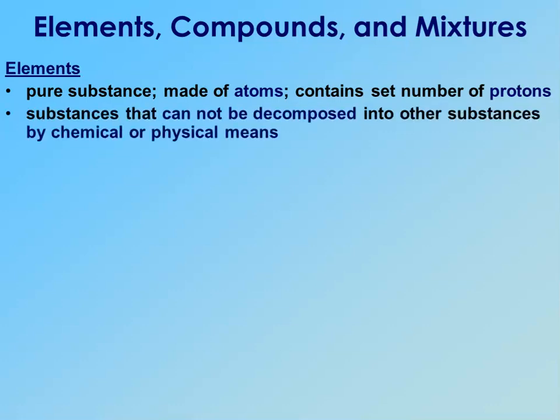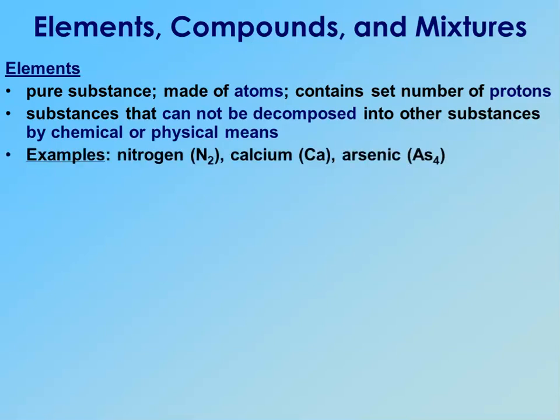They cannot be broken down any further by either physical or chemical means into something simpler. So examples would be nitrogen, calcium, arsenic, any of the elements on your periodic table. It does not matter if they exist in atomic form or if they exist as atoms combined together to form a molecule, like with nitrogen or with the tetraatomic arsenic. As long as there's one capital letter, you only have one element present.